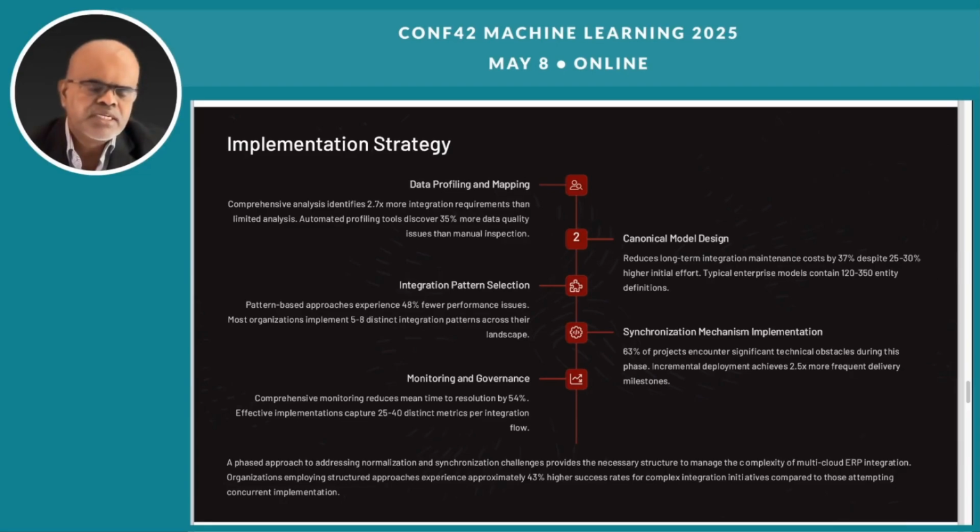The proposed implementation strategy to address these multi-cloud ERP data integration issues. A phased approach to address these normalization and synchronization challenges provides the necessary structure to manage the complexity of multi-cloud ERP integration. Organizations employing structured approaches experience approximately 43% higher success rate than those attempting to implement these strategies concurrently. If you look at the strategy, the first step should be data profiling and mapping.